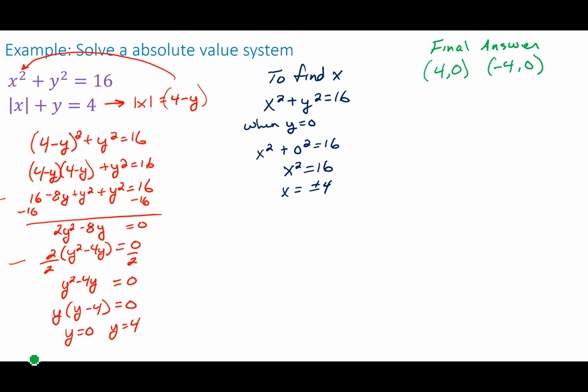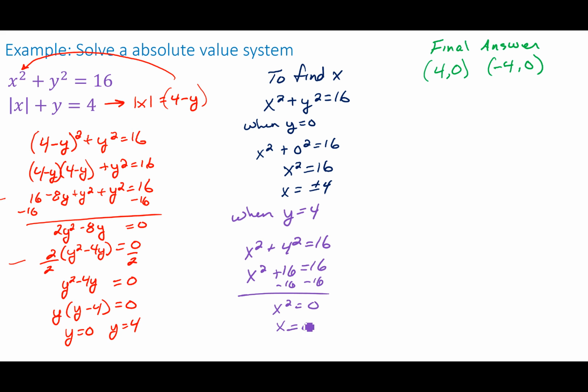But now let's try it when y is equal to 4, we have x squared plus 4 squared equals 16. So x squared plus 16 equals 16. We're to subtract 16 from both sides. We end up with x squared equals 0. So x has to be 0. So the last piece to our final answer, when x is 0, y is equal to 4. So we'd have those three coordinates for our final answer on this one.